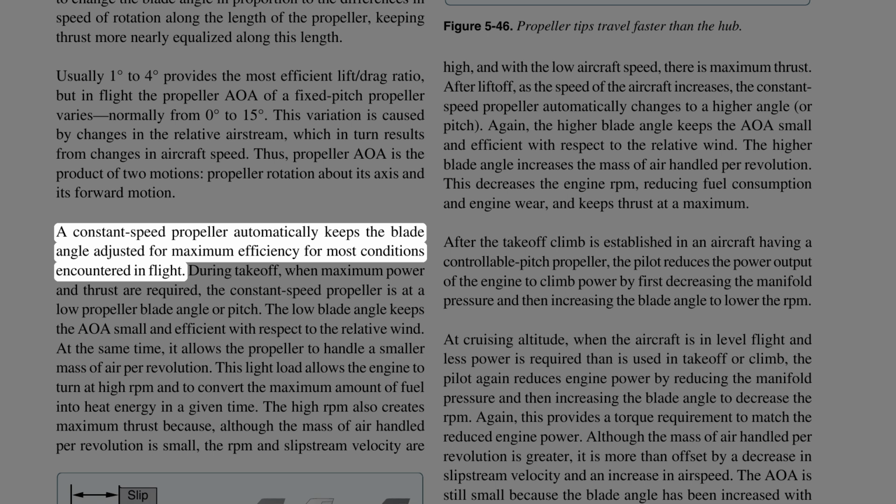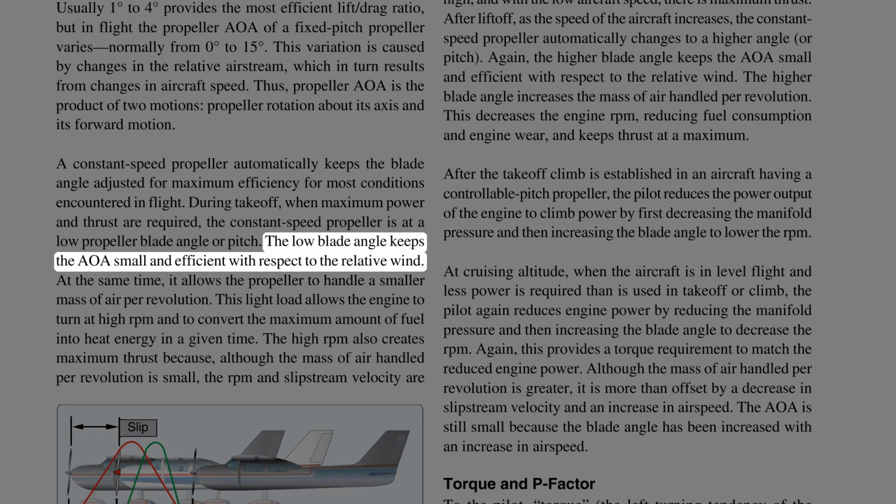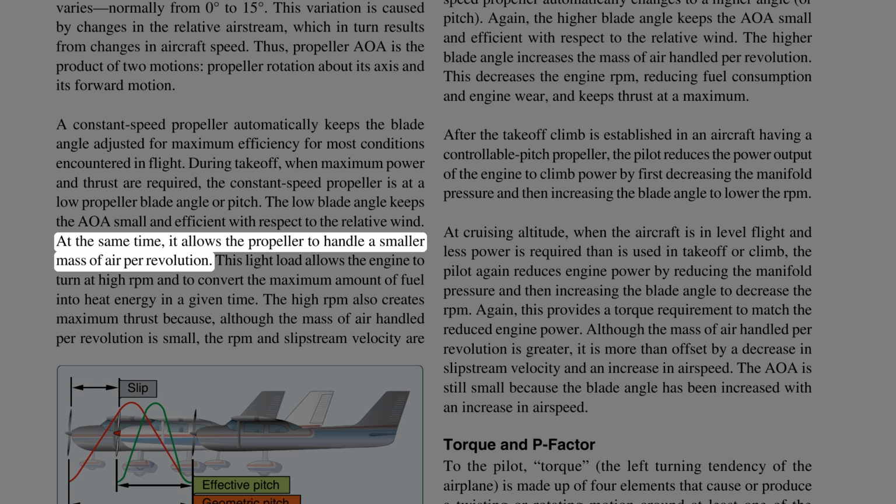A constant speed propeller automatically keeps the blade angle adjusted for maximum efficiency for most conditions encountered in flight. During takeoff, when maximum power and thrust are required, the constant speed propeller is at a low propeller blade angle or pitch. The low blade angle keeps the AOA small and efficient with respect to the relative wind. At the same time, it allows the propeller to handle a smaller mass of air per revolution.